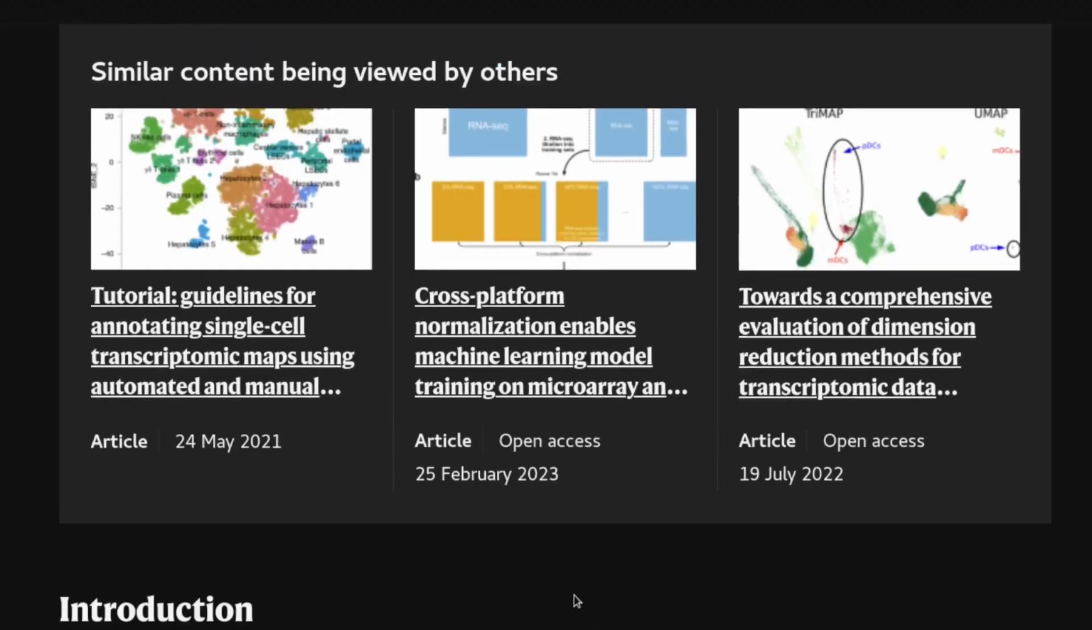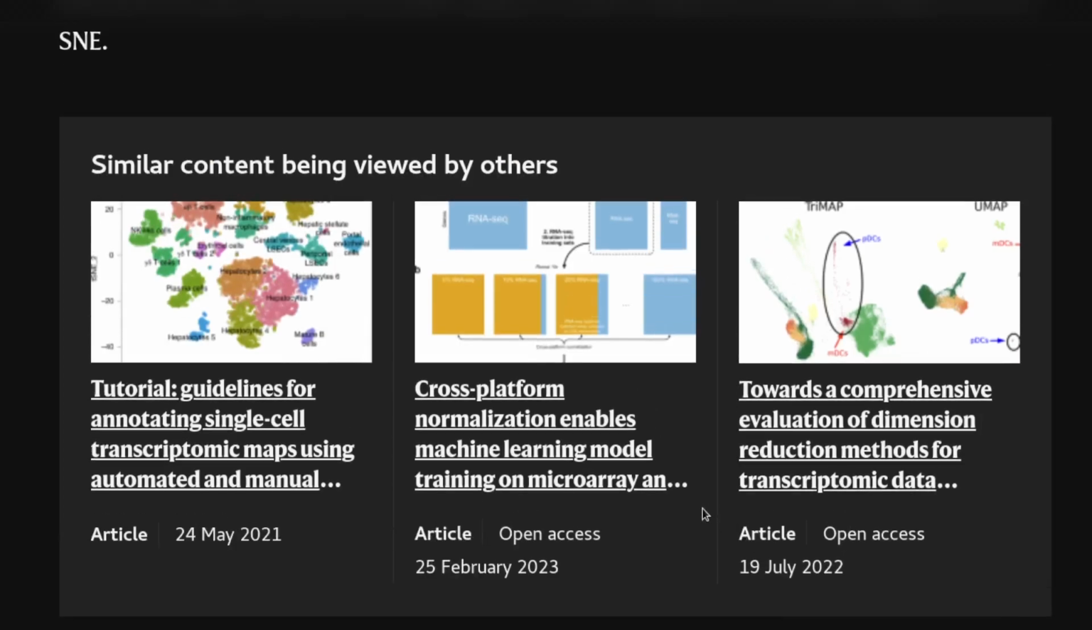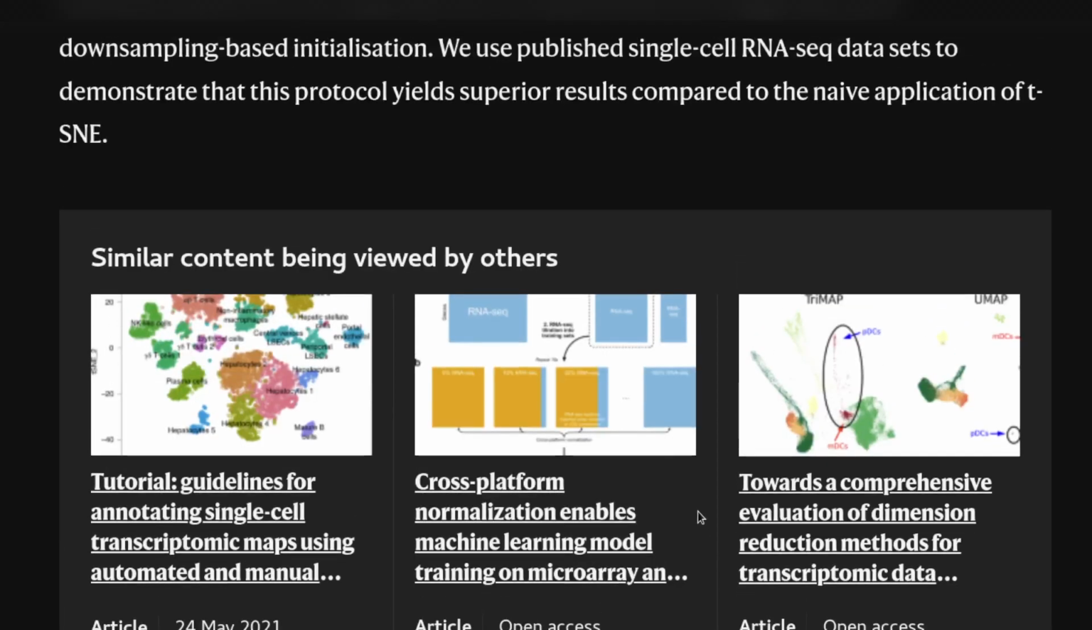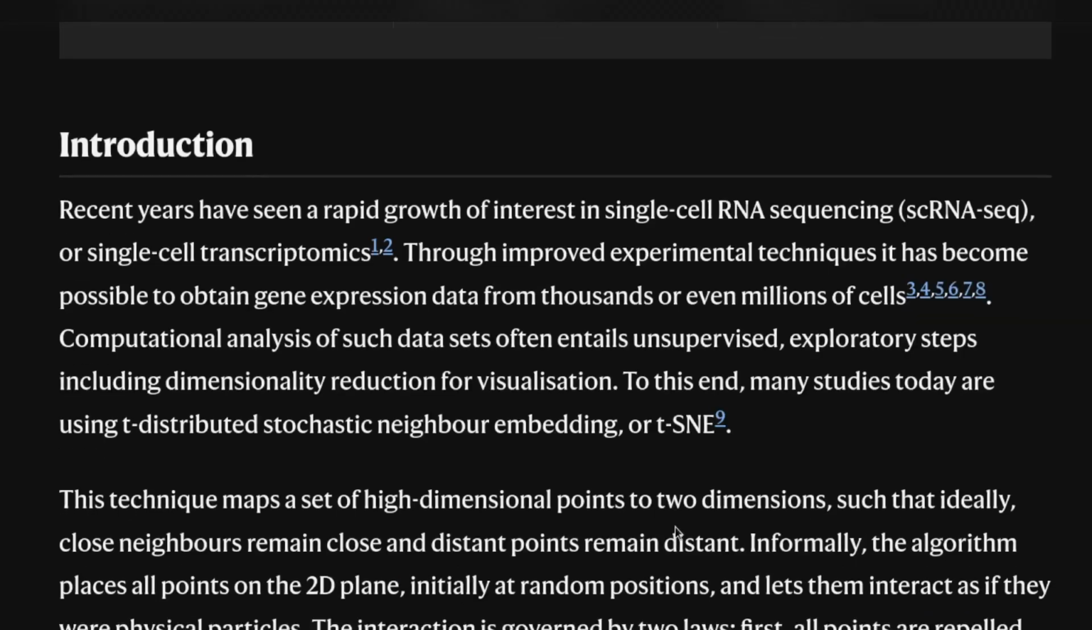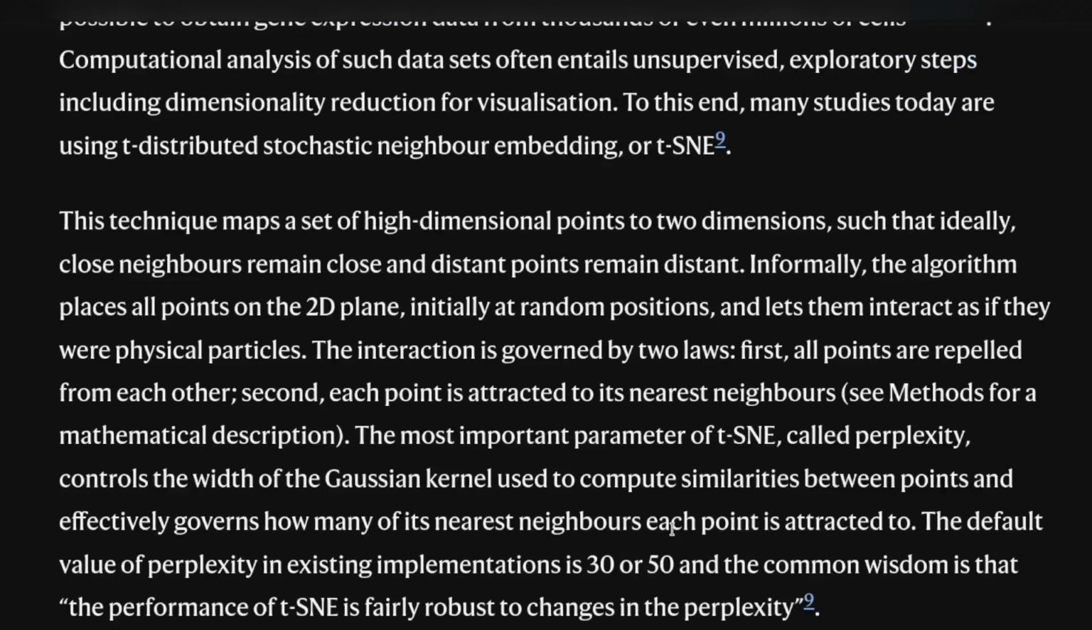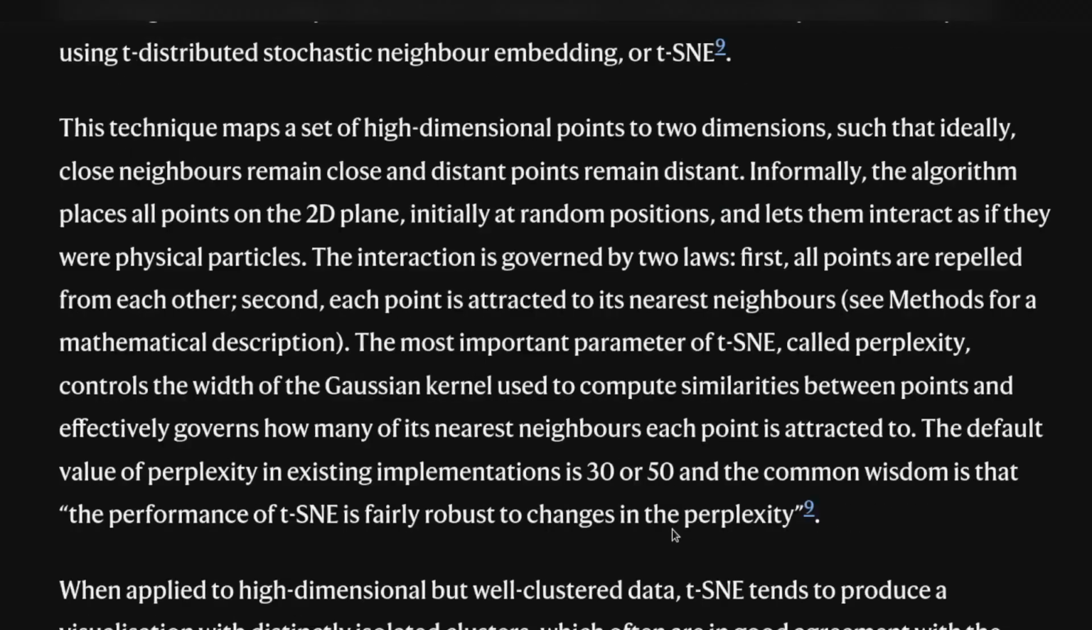This technique maps a set of high-dimensional points to 2 dimensions, such that ideally, close neighbors remain close and distant points remain distant. Informally, the algorithm places all points on the 2D plane, initially at random positions, and lets them interact as if they were physical particles. The interaction is governed by 2 laws. First, all points are repelled from each other. Second, each point is attracted to its nearest neighbors. See methods for a mathematical description.